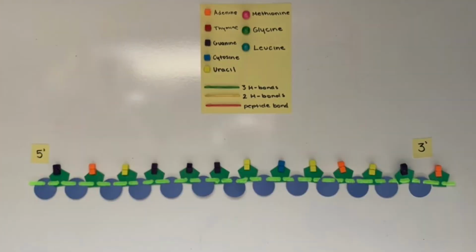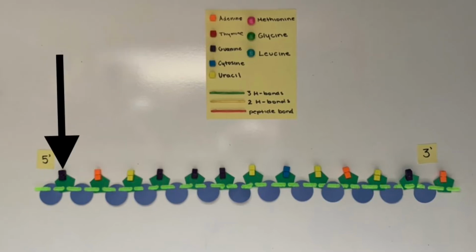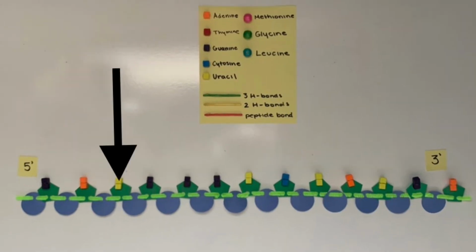This is my model for messenger RNA. mRNA is found in the nucleus during transcription and then moves out of the nucleus into the cytoplasm. mRNA is single-stranded and varies in length from hundreds to thousands of nucleotides long. The 4 types of bases in mRNA are adenine, guanine, cytosine, and uracil.